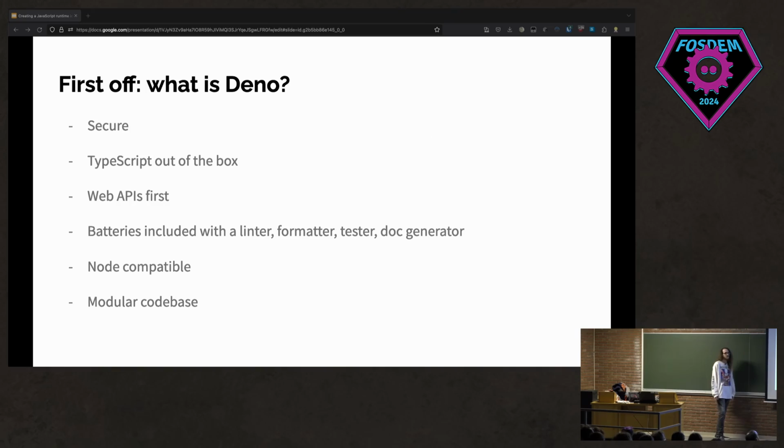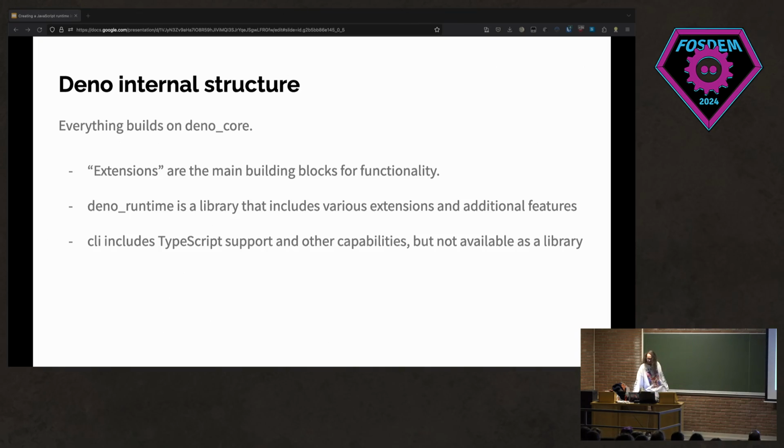We have a lot of building blocks that can be used individually to build your own JavaScript runtime, just with these Rust crates or Rust libraries to make your own one, without too much effort, actually. We simplified this a lot.